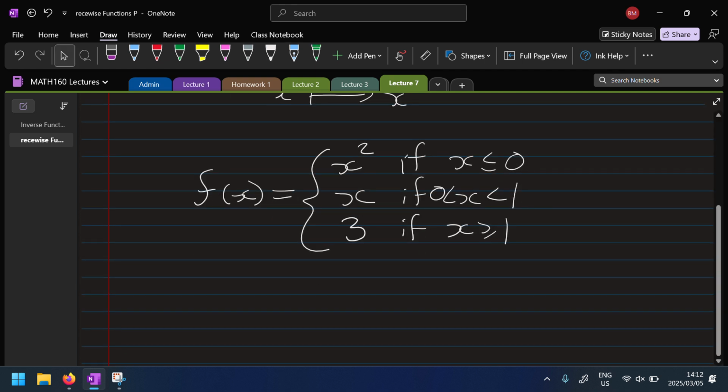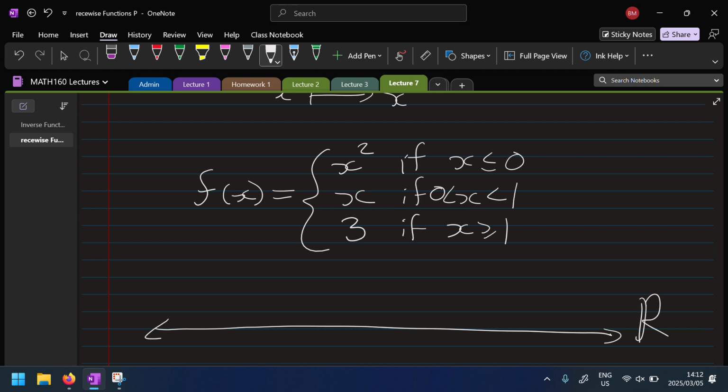So again, what have we done? We've taken the full domain of real numbers and we chopped it up into 3 parts. Let's say this point here is 0. This point here is 1. Look at the first case. If x is less than or equal to 0, that's going to be this part of the domain. If x lies between 0 and 1, that's the middle part of the domain. If x is greater than 1, that's the right-hand side of the domain.